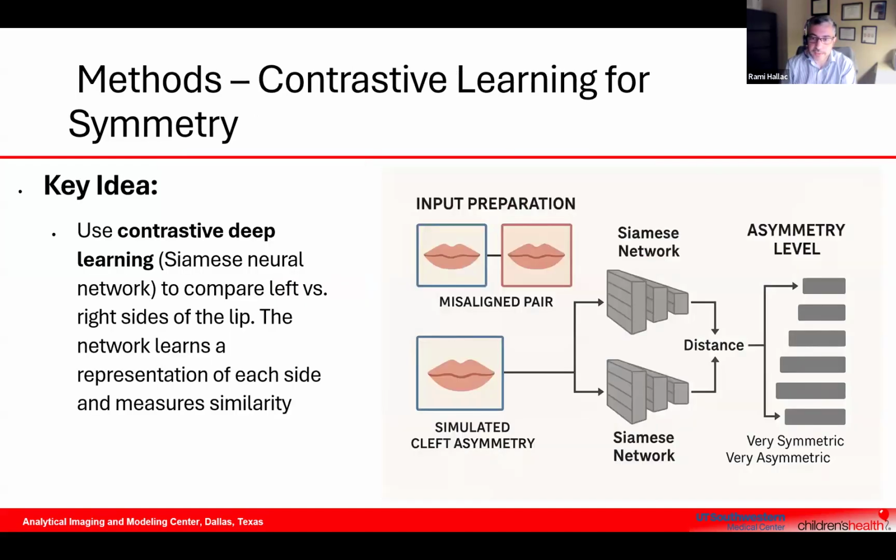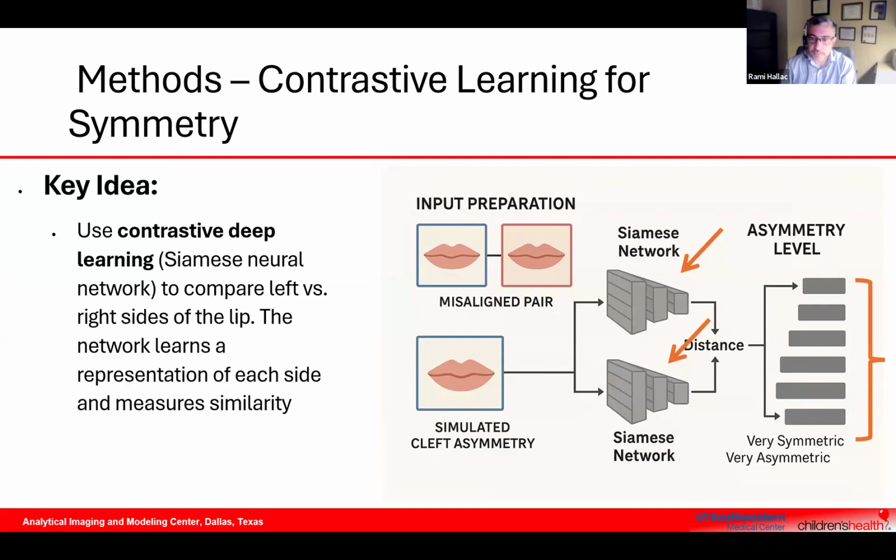We used a Siamese convolutional neural network, two identical branches sharing the same design. One branch looked at the left side of the lip, and the other one looked at the right side. Each branch created a feature vector, a numerical summary of that side's key traits. Symmetric lips produced similar vectors. Asymmetric lips produced bigger differences.